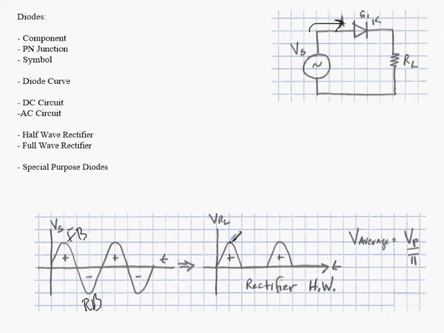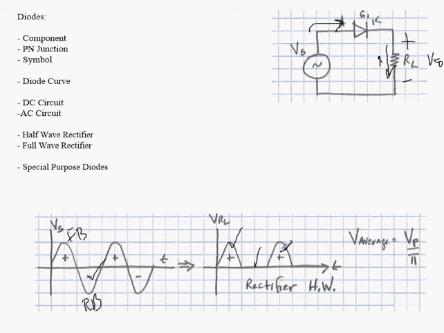What that means is that on the positive cycle, there will be current flowing through the diode, allowing a voltage to be dropped across the load. However, when the diode is reverse biased, there will be no voltage drop across the resistor, because we know that in the reverse bias mode, there is very little current flowing through the resistor. So that means you'll get very little voltage.